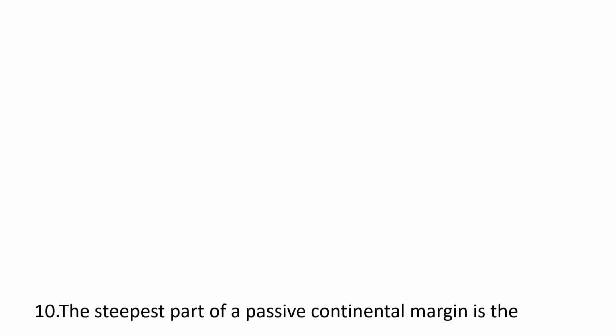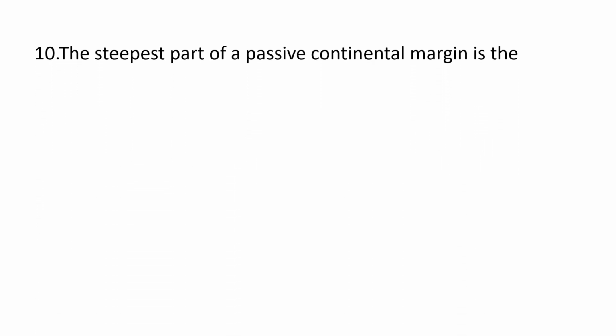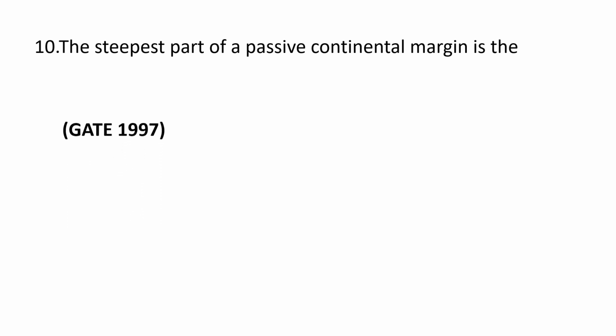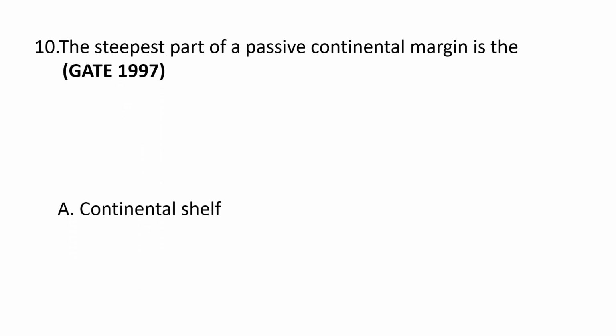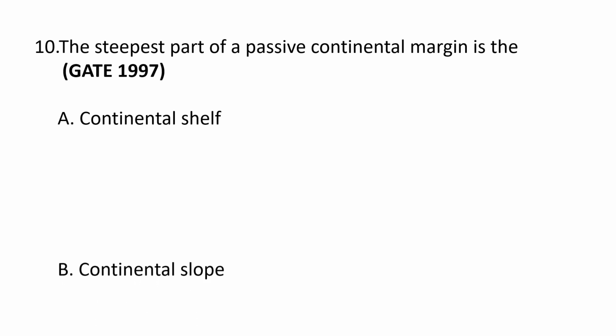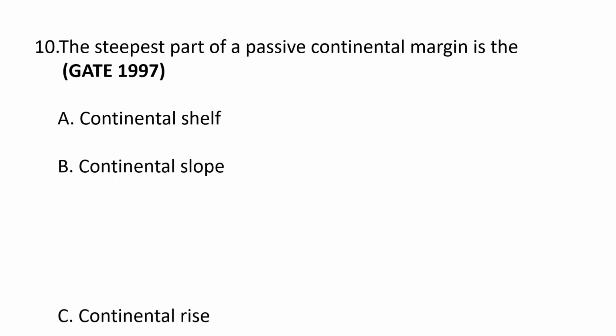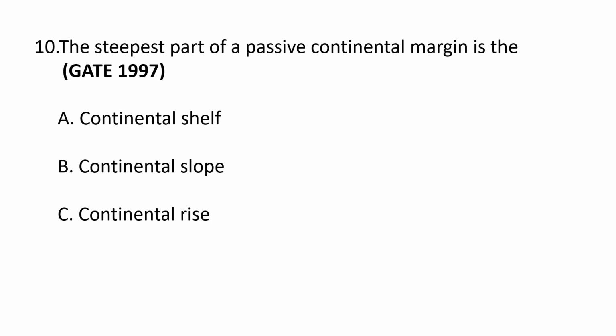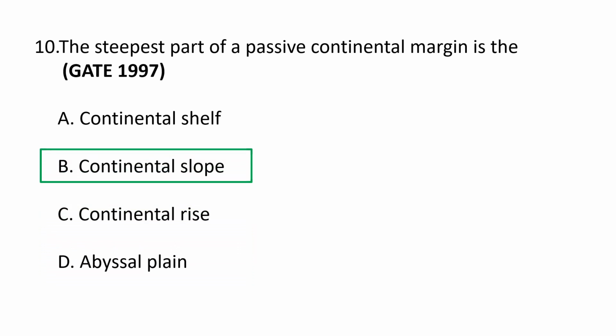Next question. The steepest part of a passive continental margin is the A. Continental shelf, B. Continental slope, C. Continental rise, D. Abyssal plain. The steepest part of a passive continental margin is the continental slope. It is often the site of many other geological features such as submarine canyons, which are carved by turbulent water carrying sediments, and gravitational slumping of materials. B is the correct option.